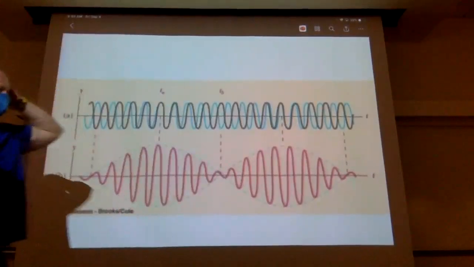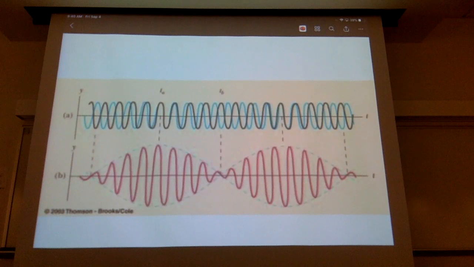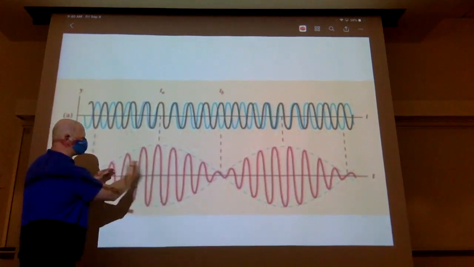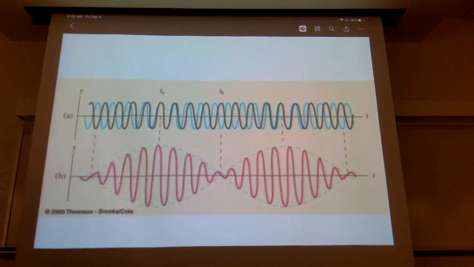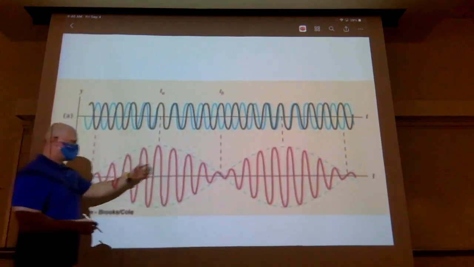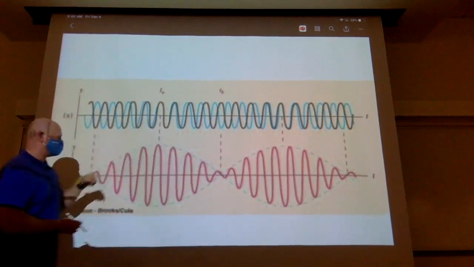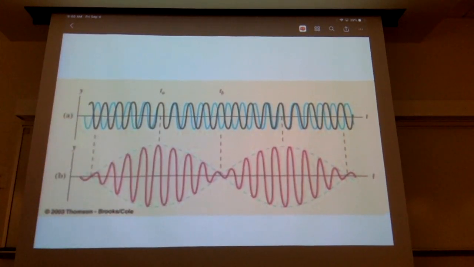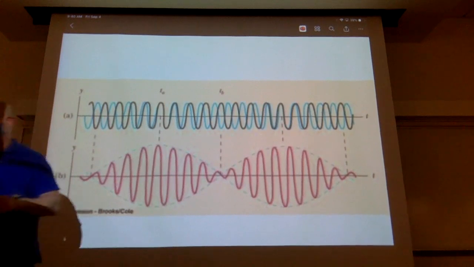All right, so part 2. So anyways, it turns out that this frequency ends up being the sum, or actually the average of the two frequencies F1 and F2, and then the modulation here turns out to be controlled by the difference between these two frequencies.